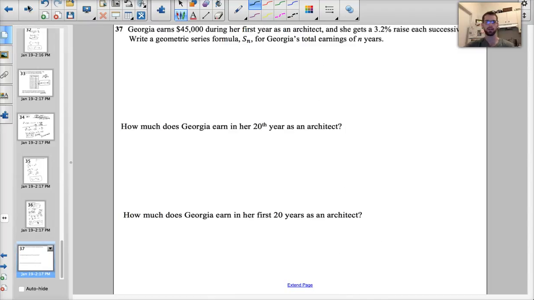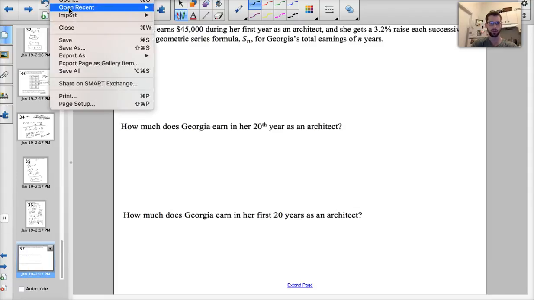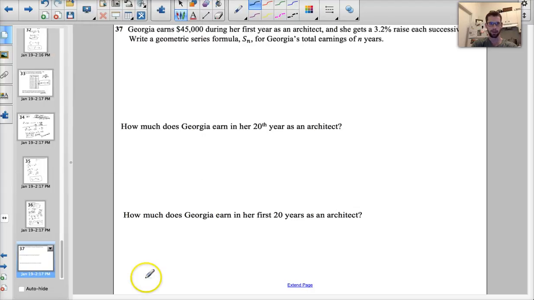Alright, on to number 37. For 37, I see I'm going to need my reference sheet. I'm not sure if I have this up or not. I'm going to pause and grab a reference sheet because I see I need the sum of the geometric series formula. I will be right back with that.